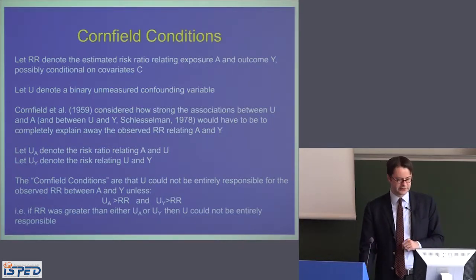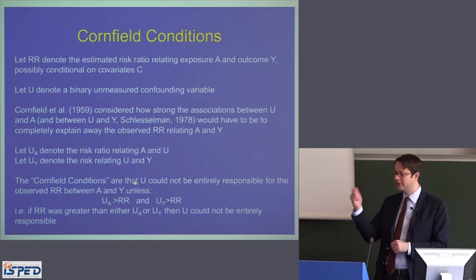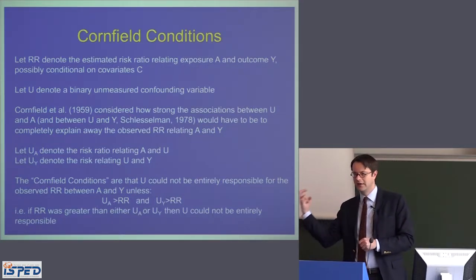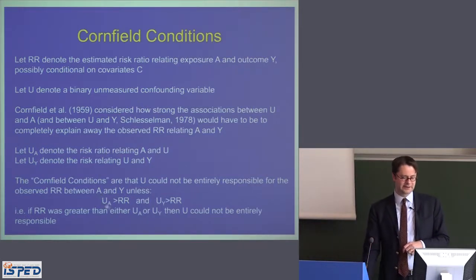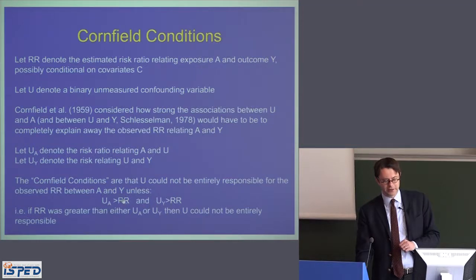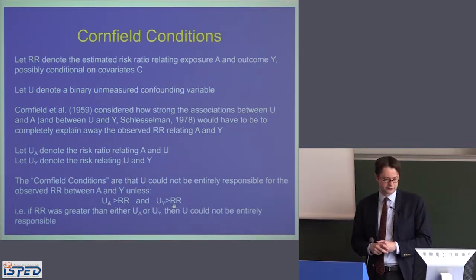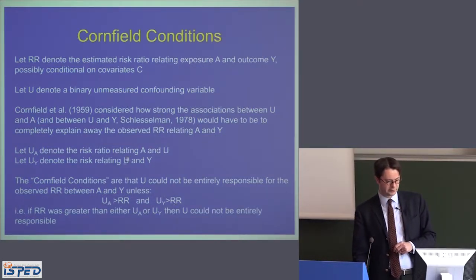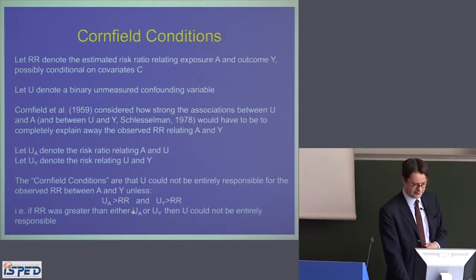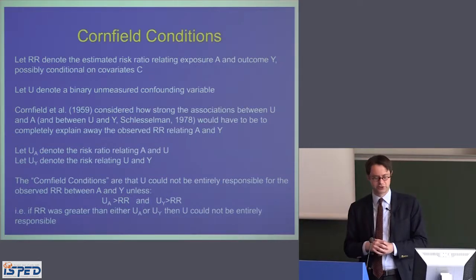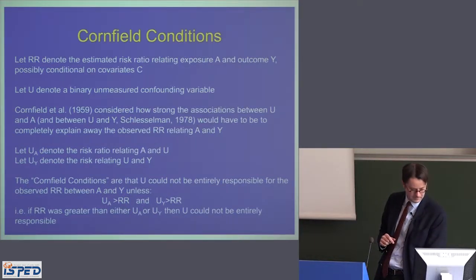And the Cornfield conditions are that U could not be entirely responsible for the association between A and Y unless it was the case, these were necessary conditions, that UA is greater than the observed risk ratio and UY is greater than the observed risk ratio. Cornfield showed it for the exposure, and it was subsequently shown for the outcome as well.